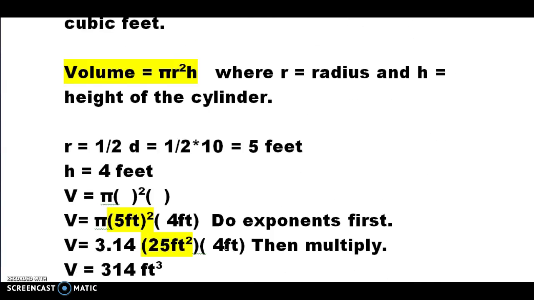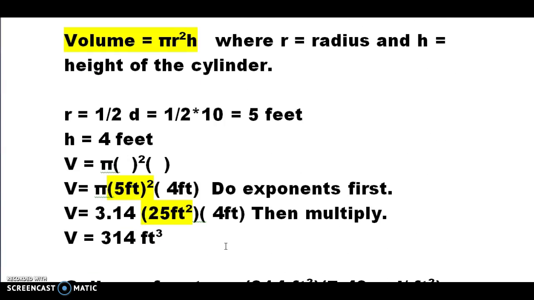Our volume of this can or cylinder is pi r squared h. Again, r is the radius and h is the height. So we were given the diameter, and we need to find the radius, which is 1/2 the diameter. 1/2 of 10 is 5 feet. We know our height is 4 feet. So what I like to do when I'm doing a problem is write down the facts that I know first, and then try to figure out where I can use any of those facts or if I need them.